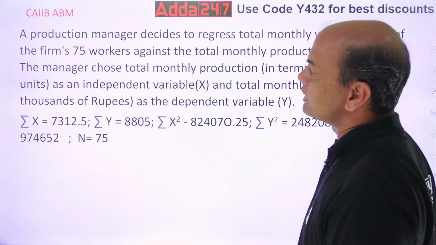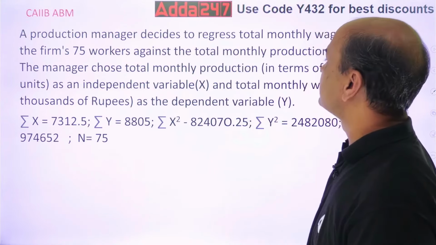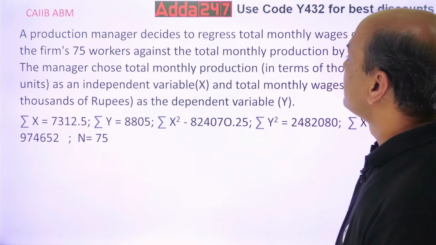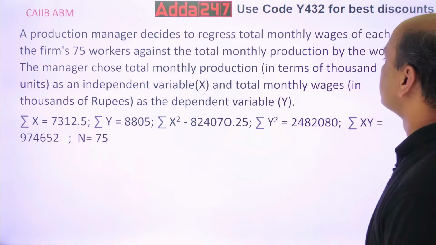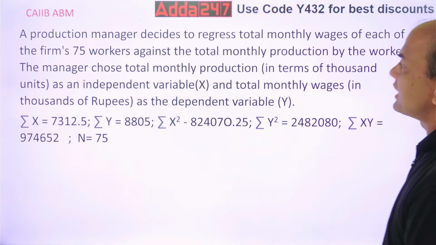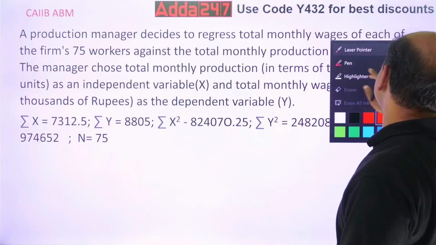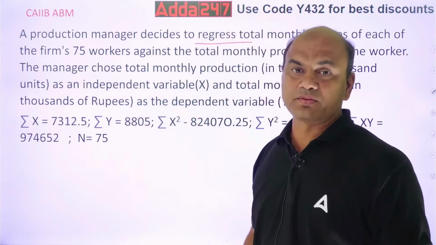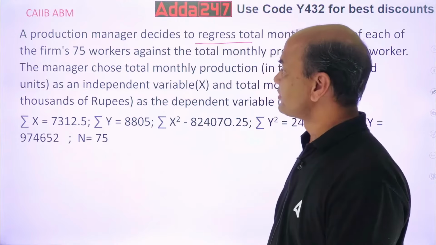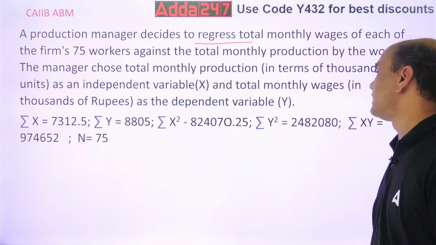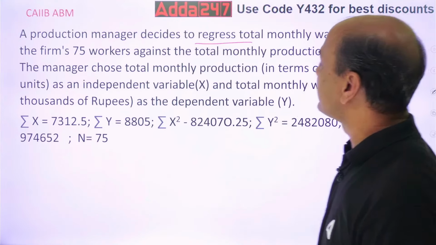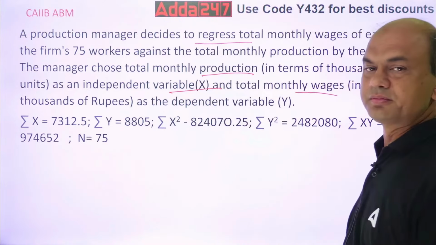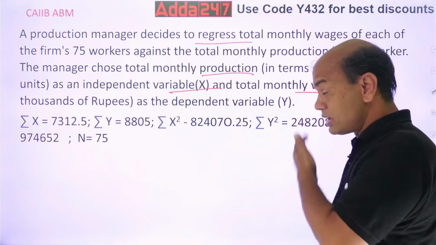Now this is related to correlation. A production manager decides to regress the total monthly wages of each of the firm's 75 workers against the total monthly production by the worker. So regress means relation. The production manager is trying to relate the salary of that person with the production which that person makes. The manager chooses total monthly production in terms of 1000 units as the independent variable. So production is independent and monthly wages is the dependent variable. Wages is in rupees.